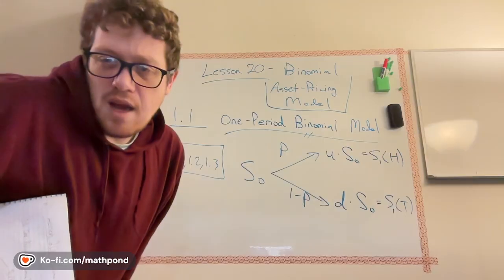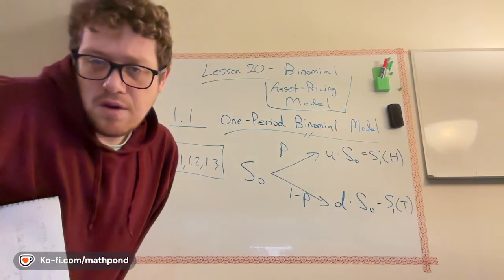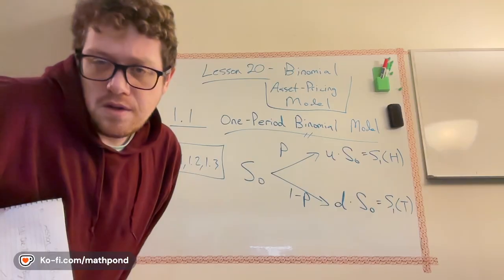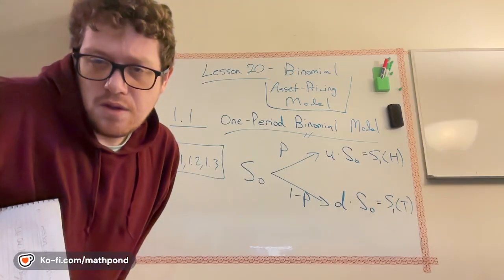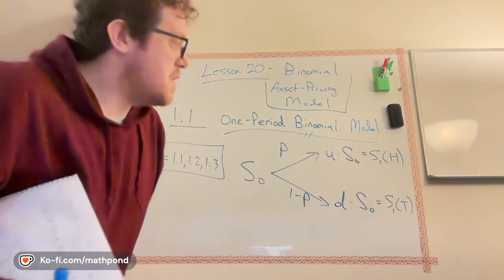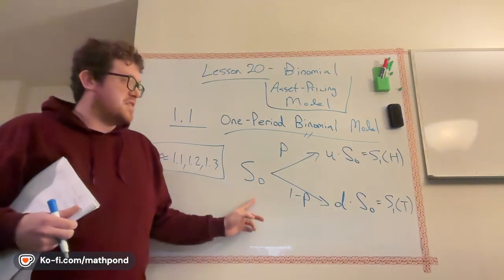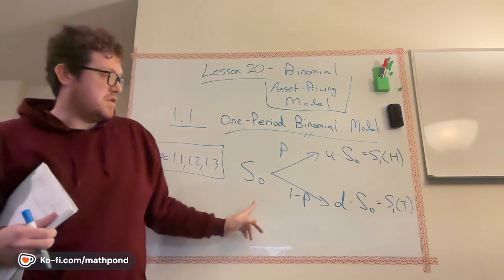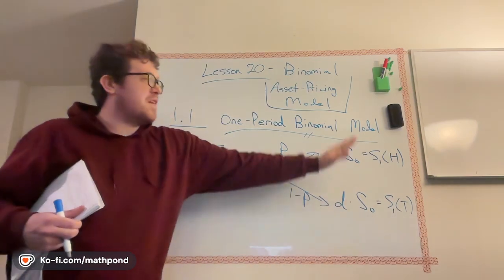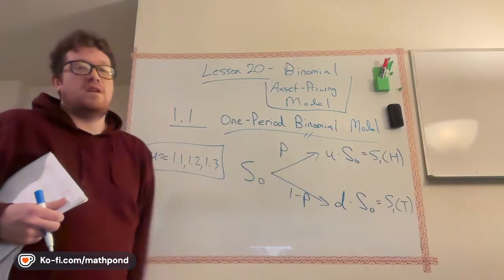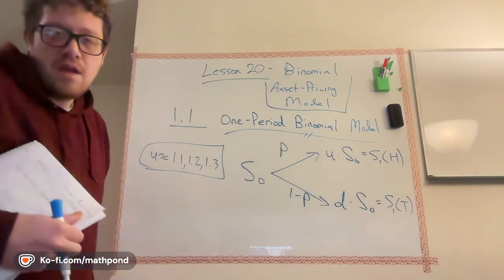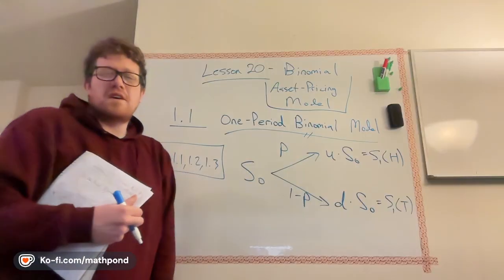Can a trade occur at the same price, neither an increase nor a decrease? In this model, it can't trade at the same price. These are the only two things that can happen. So one period of time goes by and either it goes up or it goes down. That's it. Nothing else can happen. So it's obviously a very simplified model.